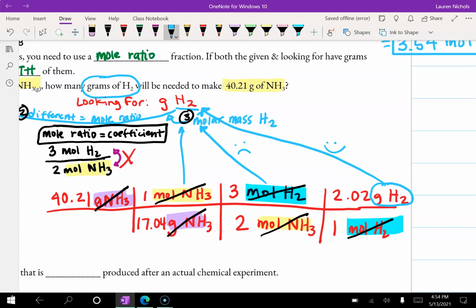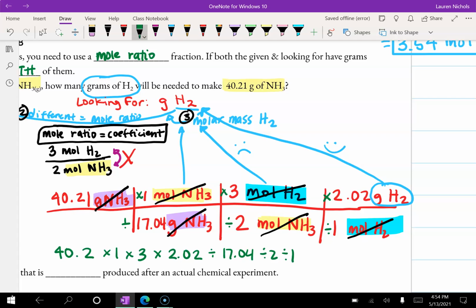And so we can solve this by multiplying by the numbers that are on the top and dividing by the numbers that are at the bottom. So in your calculator, we would put this as 40.2 times 1 times 3 times 2.02 divided by 17.04 divided by 2 divided by 1.